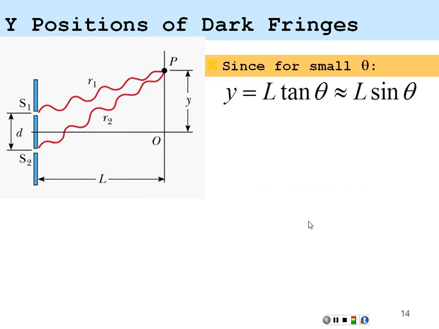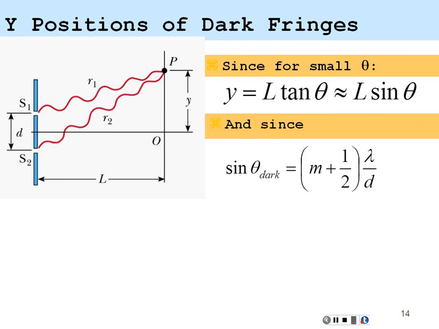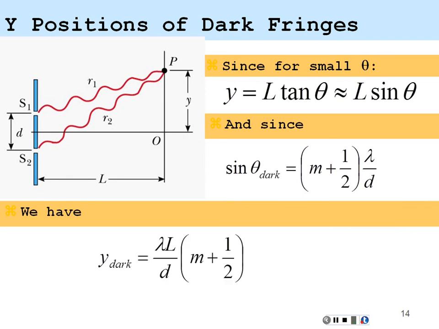For small angles, again, L tangent theta will equal L sine theta. And since we just determined that sine of theta is equal to (m plus 1/2) lambda divided by d, substituting this in, we get that the location of our dark fringes on the screen, y, is equal to lambda L divided by d, times (m plus 1/2), where m is again 0, plus or minus 1, plus or minus 2. These will be the location of all of our dark fringes.